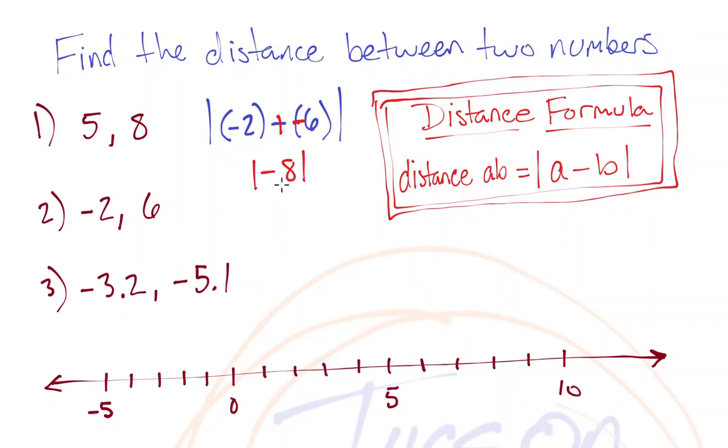And the absolute value of -8, of course, is 8. Okay, so again, let's do that. Did I say that right? The absolute value of -8 is 8. Okay, let's do that again.